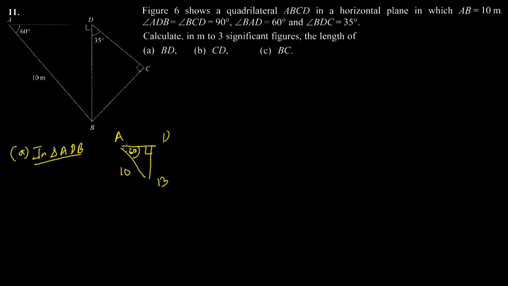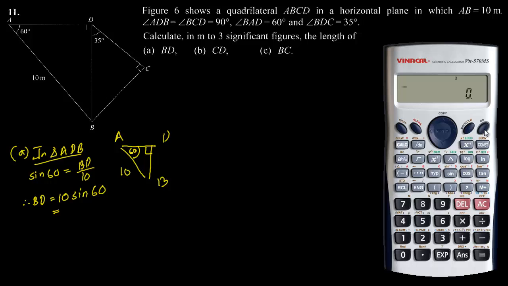I can use this ratio of sine. So sine 60 degree is opposite, which is BD, divided by hypotenuse, which is 10. Therefore, BD equals 10 sine 60 degree, and that turns out to be, so 10 times sine 60.